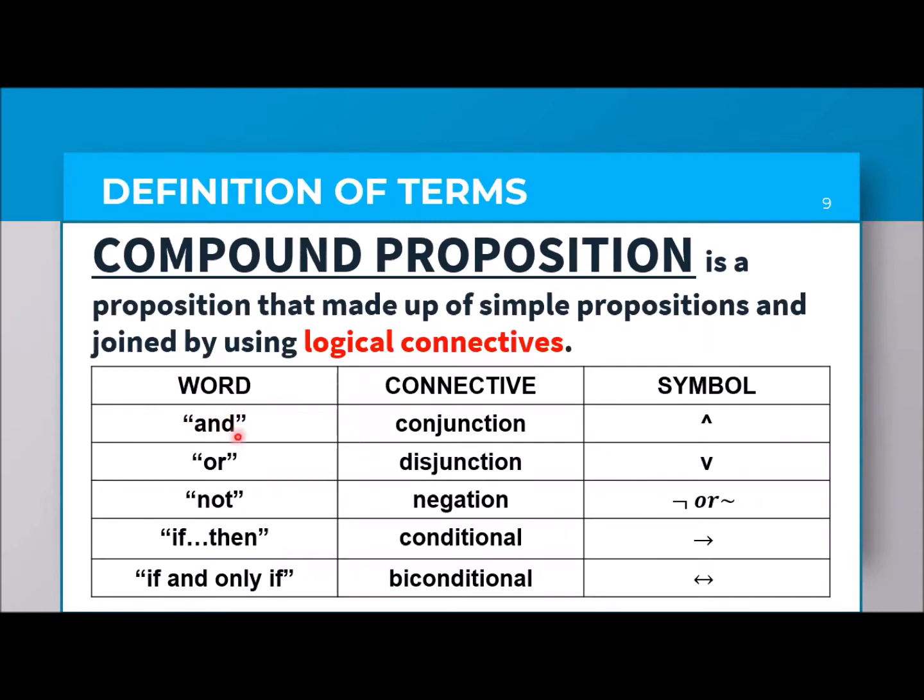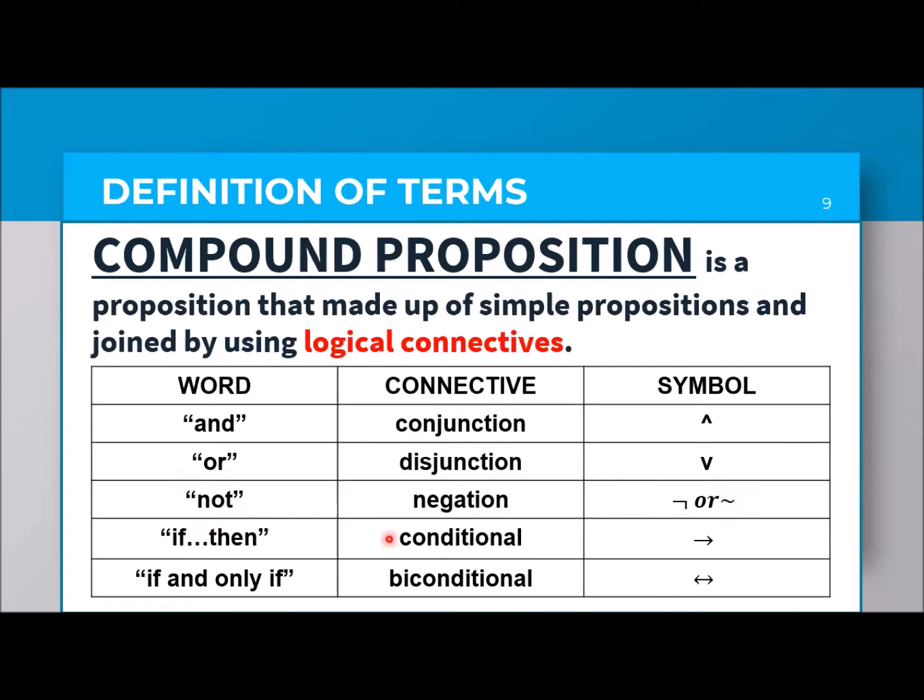If you see and, that is a conjunction, and its symbol is an inverted small letter V. So it looks like that, or Shift 6 if you're using a desktop keyboard. Then or, that is a disjunction. Its symbol is a small letter V. Not is negation. It has two symbols: like a letter L or a curved line.